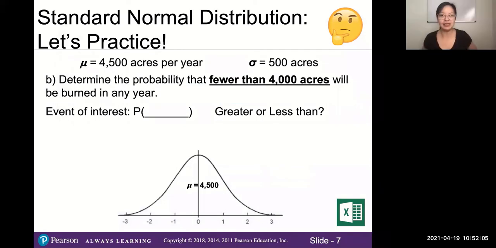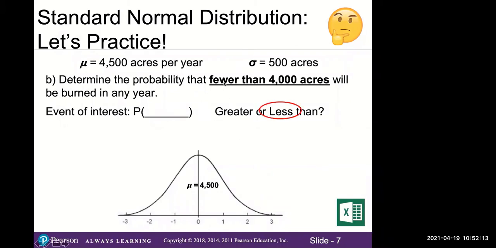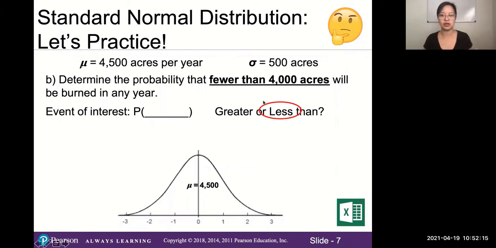Let's do part B. Determine the probability that fewer than 4,000 acres is a greater or less than scenario. Less than, fantastic. And the clue was fewer, right? Fewer, less than. When we write it as a math statement, make sure you have the arrow pointing to the left. That's a less than scenario. So if we draw it and look, I know where 4,000 is going to be. It's right here, about 1 standard deviation away from my mean. So this time I'm interested in this part of the curve right here.